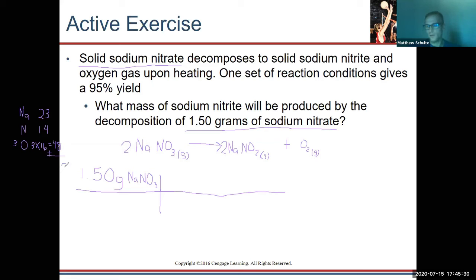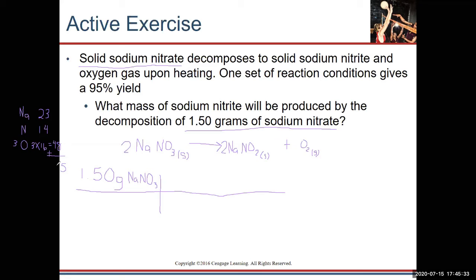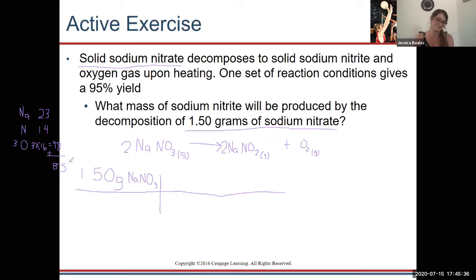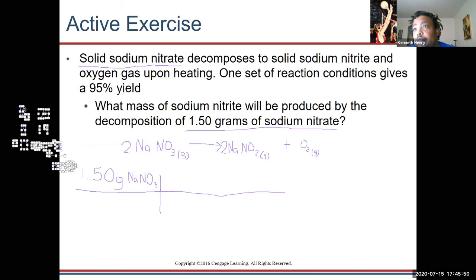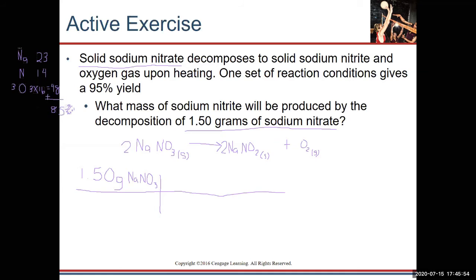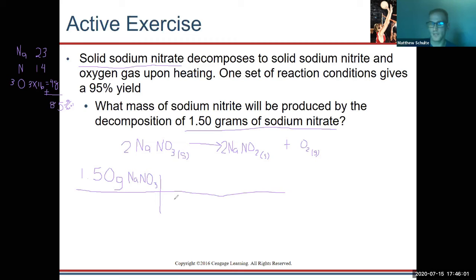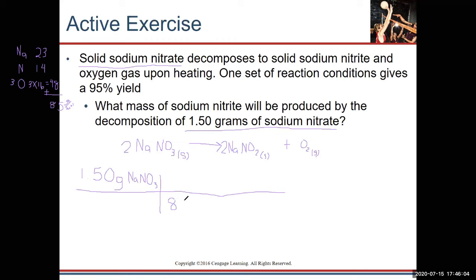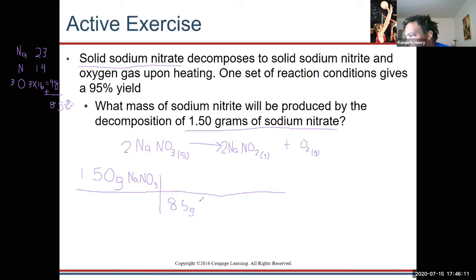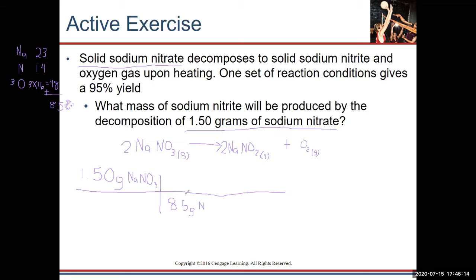That's 85 grams per mole. So what am I going to do with that? Are you going to put that on the bottom of your next table? So I put 85 at the bottom? Yeah, 85 at the bottom. Okay, and then grams, what's on top then? 1 mole of sodium nitrate.